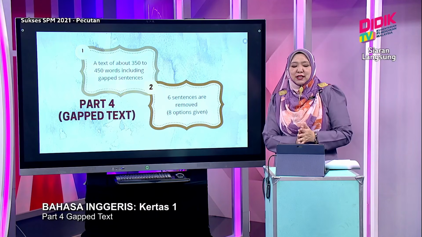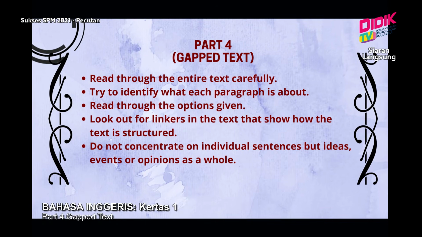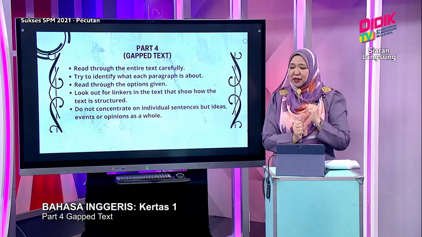So what are we going to do? First of all, read through the entire text carefully. Make sure when you read, you have to understand. Next, try to identify what each paragraph is about, so that it is easier for you to go to the correct answer or correct option. Then read through the options given. Remember, we have 8 options. You are only going to choose 6 options for the answers.